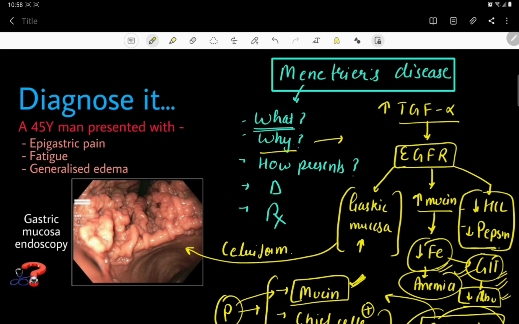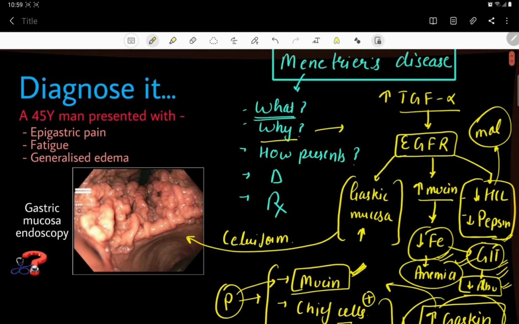So that leads to hypoalbuminemia. And the decreased HCl and pepsin production also leads to malabsorption. So this is the main pathogenesis behind this disease. Let me explain it again.